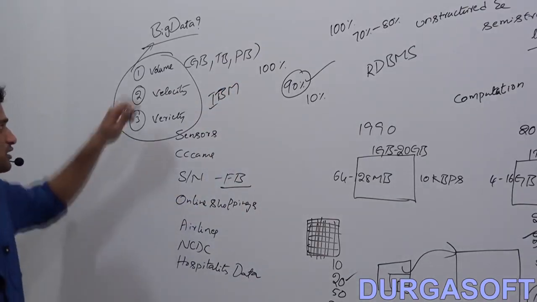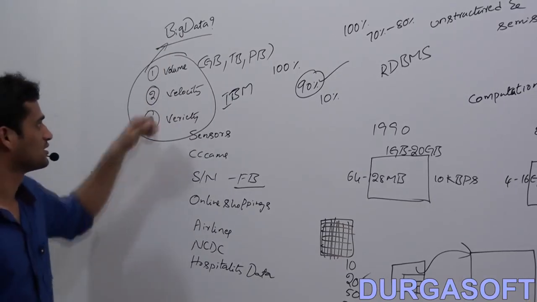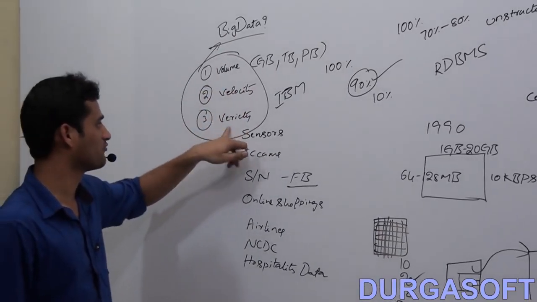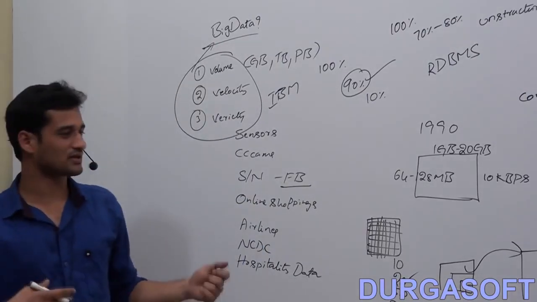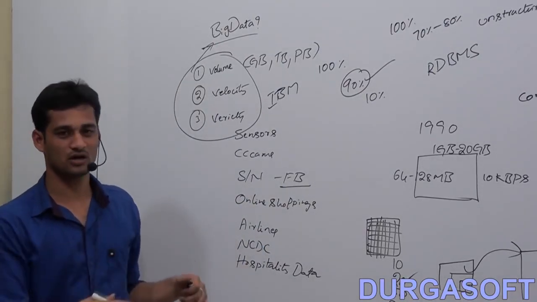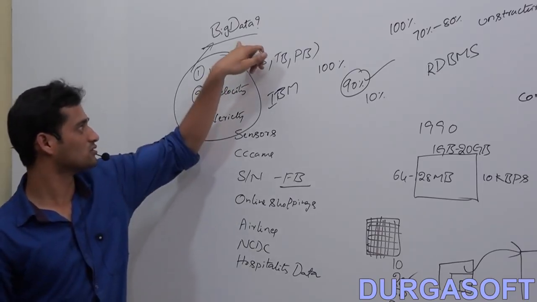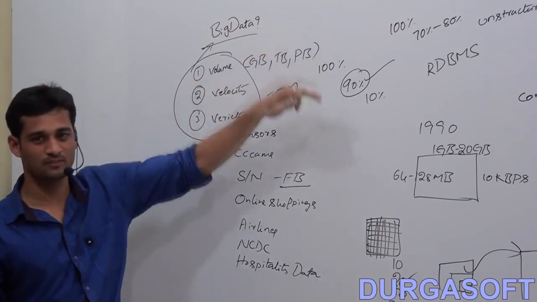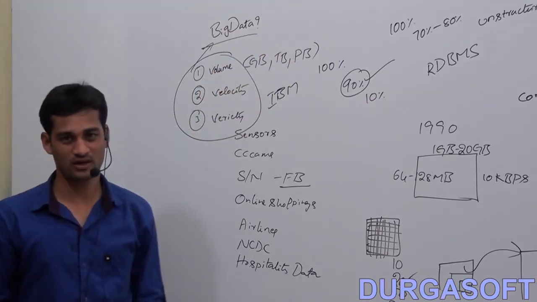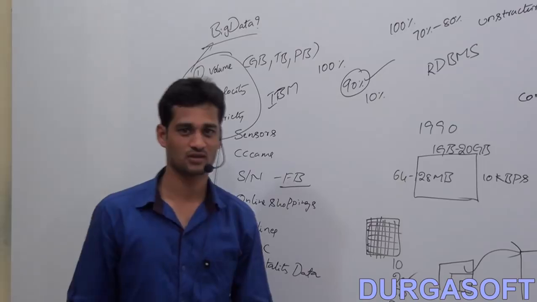IBM has given three characteristics of big data: volume, velocity, variety. Okay, everything is fine. This is what happened before Hadoop. As we are getting huge data, for that data we have given the name big data. So what exactly is big data? Again, one more term.